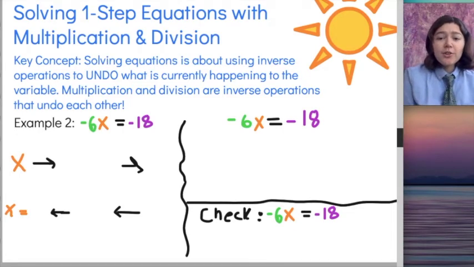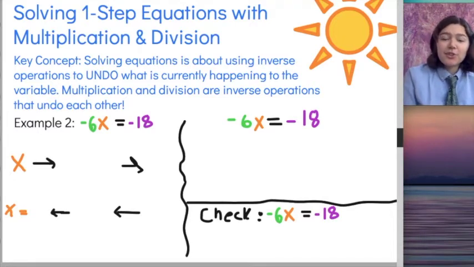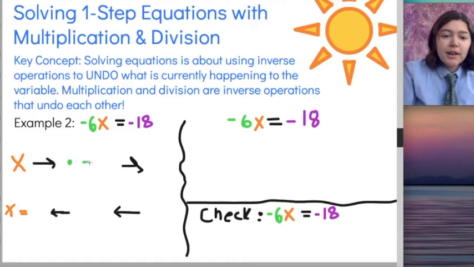Okay, so both ways, I'm going to start by asking myself, what is currently happening to my variable x in this equation? What is my equation telling me? Well, I have x, and next to my x, I have negative 6. So when it's next to it again, that means multiplication. So that means what's happening right now is x is getting multiplied by negative 6. And then when I do that multiplication by negative 6, I get negative 18.